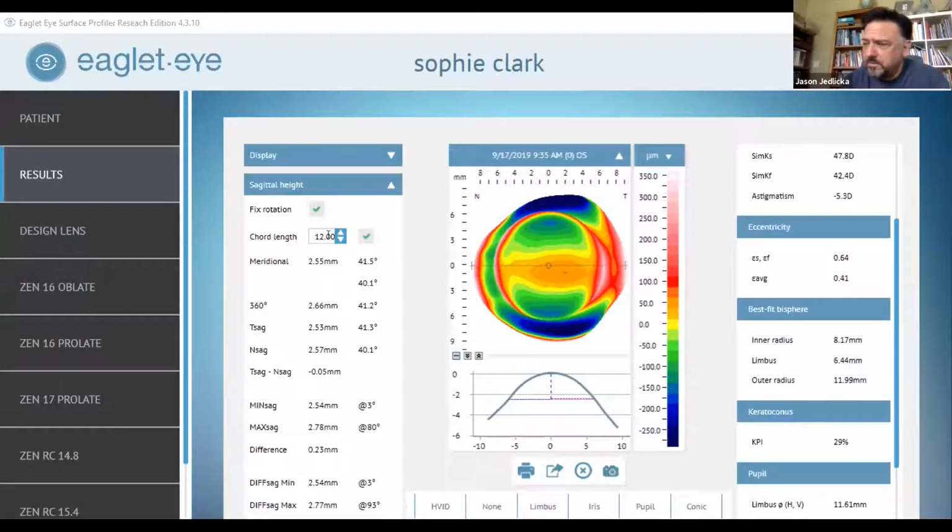So we're putting the elevation differences in the lens where they are on the eye, and it creates a more centered fit and a more aligned fit and less tendency to flex and less tendency to drop. So again, you have the capability on your instrument of looking at sagittal height differences. You can type in any chord you want. Again, this is a 12 millimeter chord, and you can see the difference here of about 230 microns.